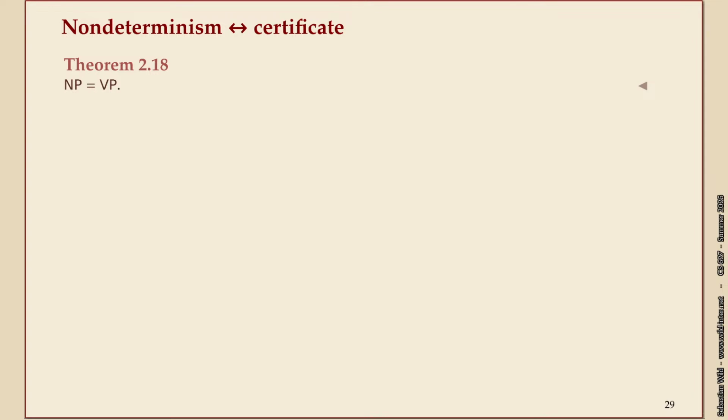Let's spend a minute comparing these two things. After the proof, I think it will not be surprising, but maybe at first sight it is. These two classes are the same. NP and VP describe the same problems, which means we can either think about non-determinism or we can think about verifiers. It's the same thing. This is a statement about a set equality, so we prove it by both inclusions.